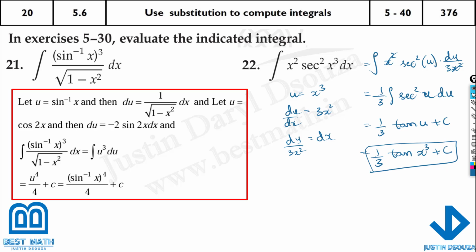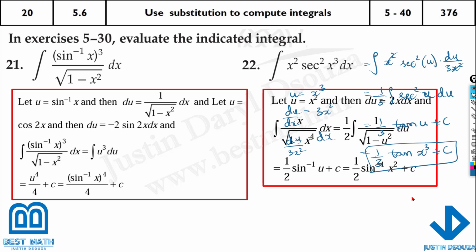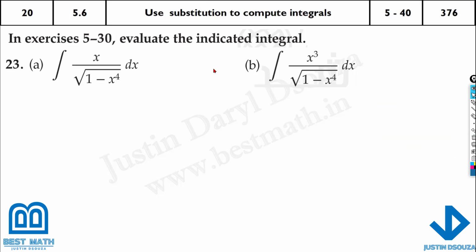I'll just leave it over here for a second. You can write it down, pause the video, take a screenshot or something. Moving on to the next one, 23rd, there's A and B. Okay, these ones, you can look, they are much similar, but this u consideration will be different over here and over here. Let me tell you why.